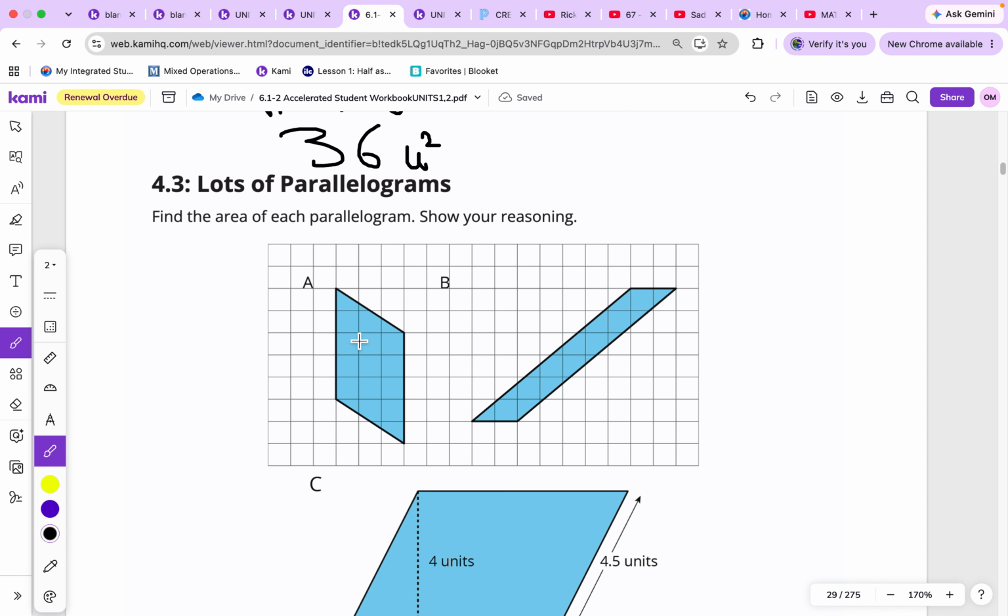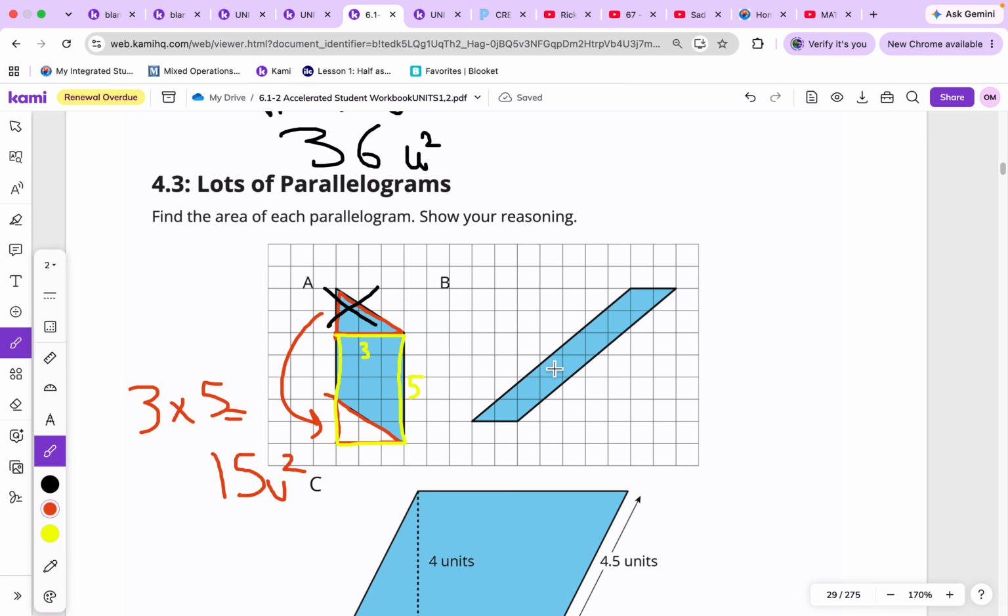Okay, I can do the same thing on this one for part A. Maybe I can decompose a triangle from here, slide it down, let it fit in the gap right there. So now what I have is a rectangle. I'll highlight it here. So it looks like a rectangle, and I can easily find this area. 1, 2, 3 is the width. 1, 2, 3, 4, 5. That is the length. So I can just multiply 3 times 5 and get 15 units squared.